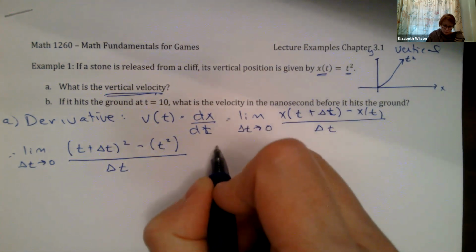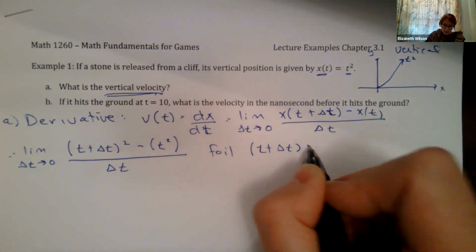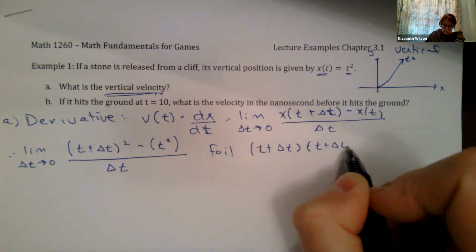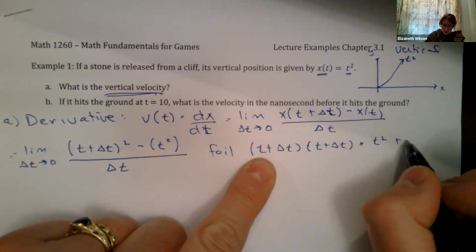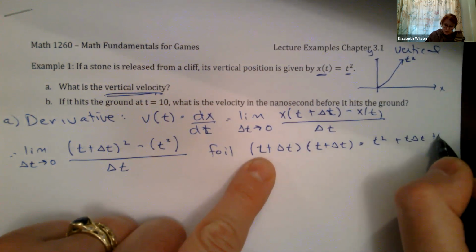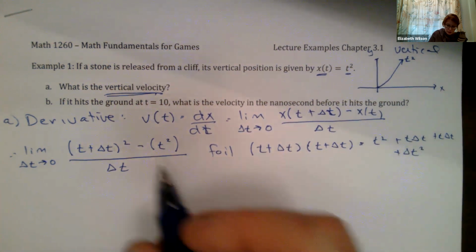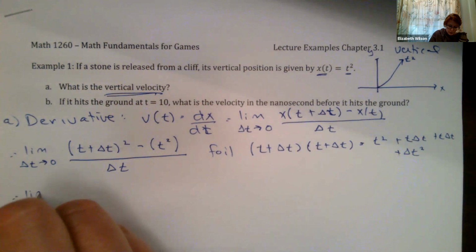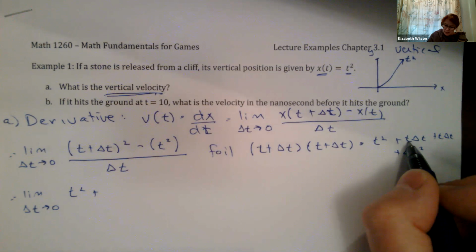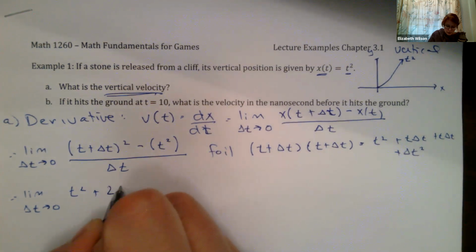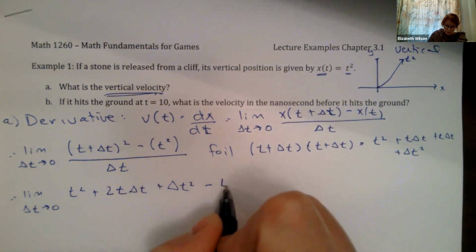So once I FOIL t plus delta t, remember your FOIL. FOIL means first, so I'm going to get t squared, outer plus t delta t, inner t delta t, and then last, delta t squared. So I'm going to put that here. This is going to be the limit as delta t goes to 0 of t squared plus, I'm going to combine t delta t plus t delta t, which is 2t delta t, plus delta t squared. And then I have to subtract out that bit.